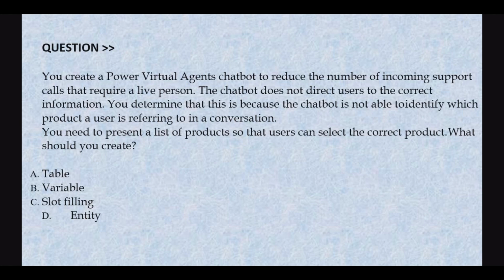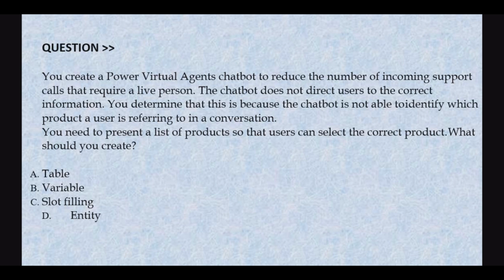You create a Power Virtual Agent chatbot to reduce the number of incoming support calls that require a live person. The chatbot does not direct users to correct information. You determine that this is because the chatbot is not able to identify which product a user is referring to in the conversation. You need to present the list of products so that users can select the correct product.